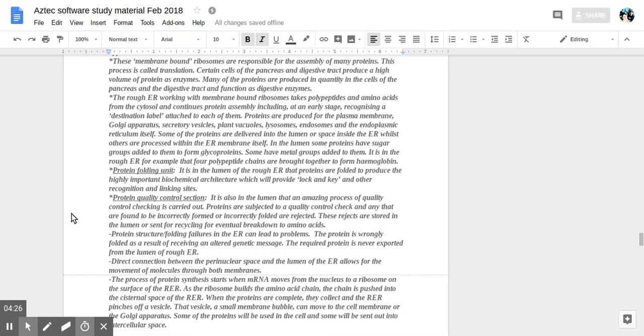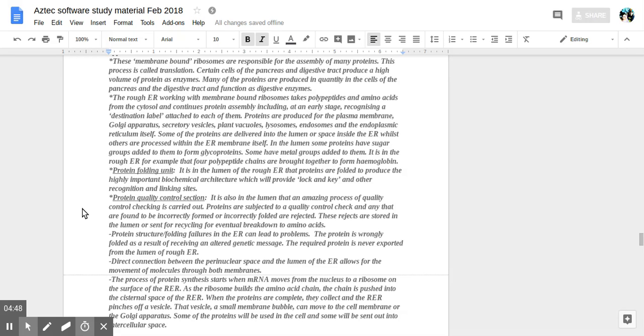Protein structure and folding failures in the ER lead to problems. Proteins that are wrongly folded as a result of receiving an altered genetic message, or the incorrect mRNA sequence, etc. are never exported from the lumen of the rough ER.